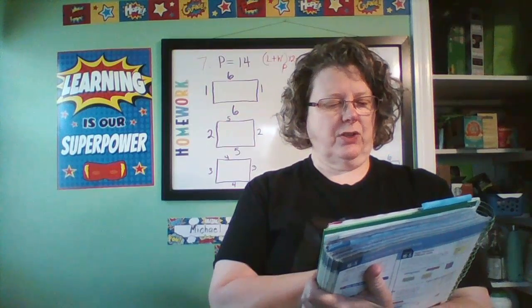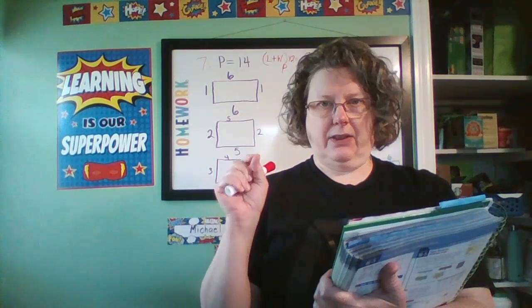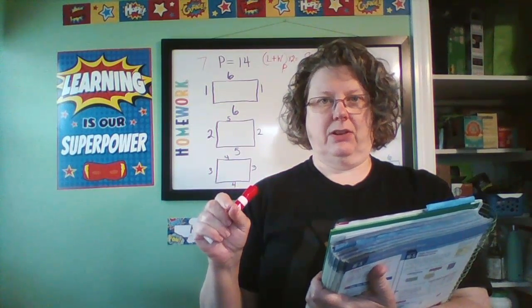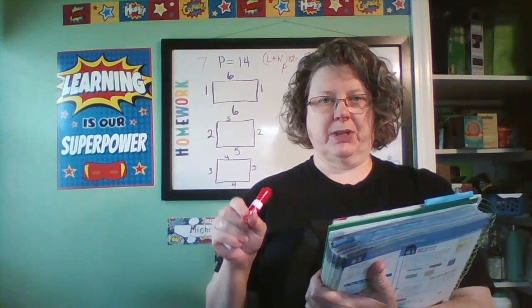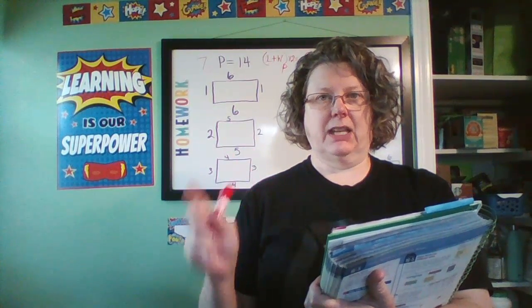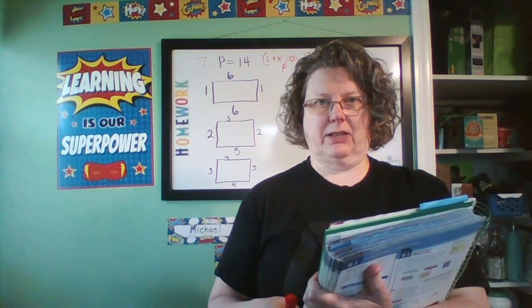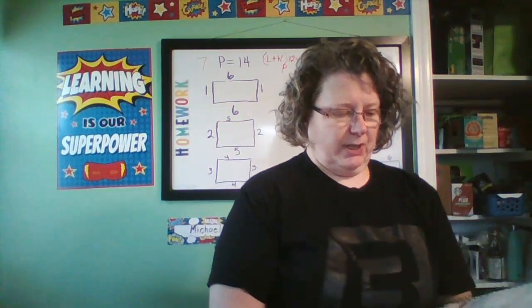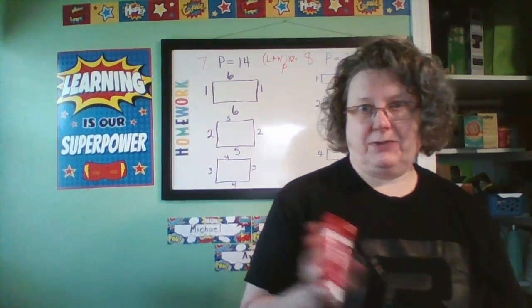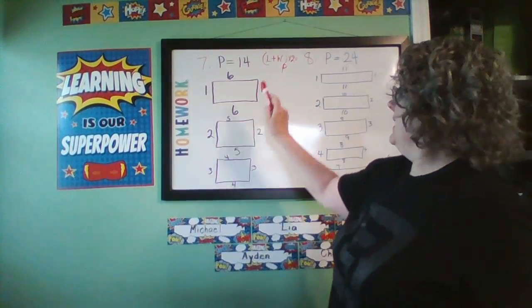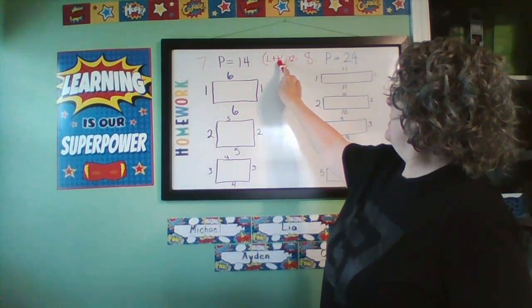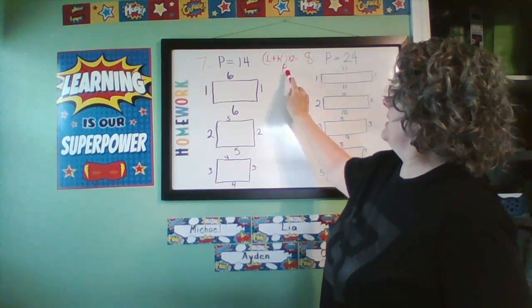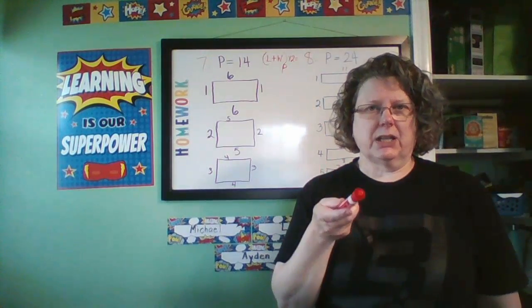So what I want you to notice is if I add the length and the width together, and then I multiply it by 2, that gives me the perimeter of a rectangle. So I wrote it kind of like a fancy formula here for us. The length plus the width times 2 is equal to the perimeter. Why do you need to know that?